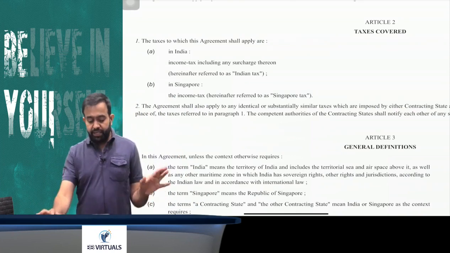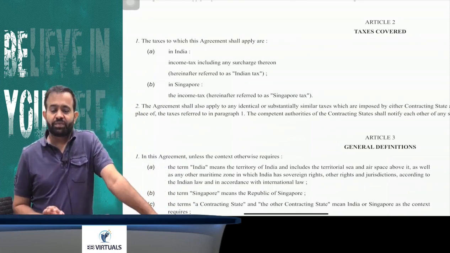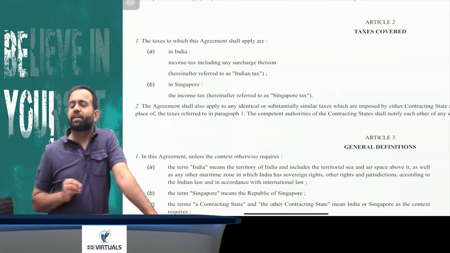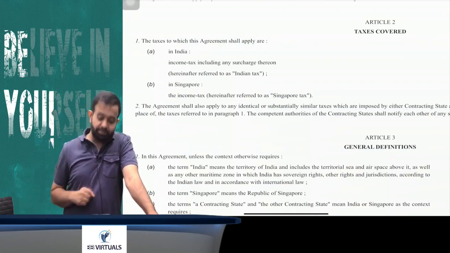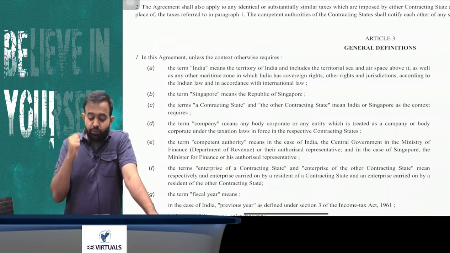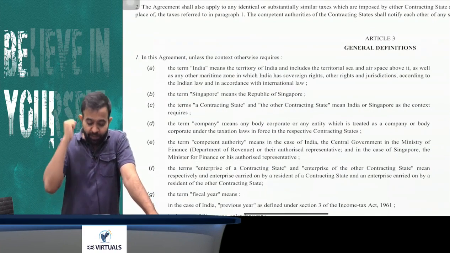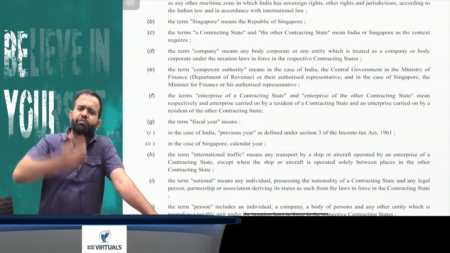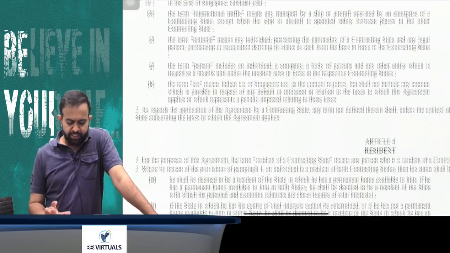Now article number 3 is basically the general definition. In every agreement, article number 3 will be about the general definition only. What do you mean by India? What is the meaning of Singapore? What is the meaning of contracting state? What is the meaning of company? What is the meaning of competent authority? What is the meaning of the fiscal year, previous year? Every definition part will be given in article number 3.